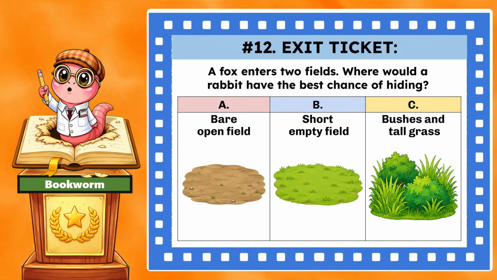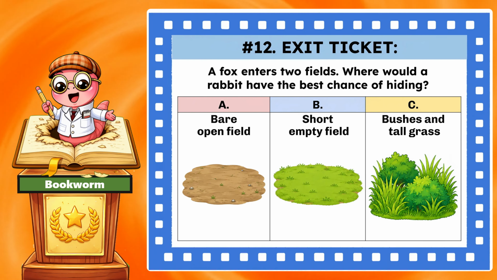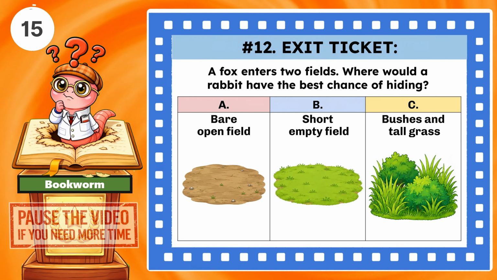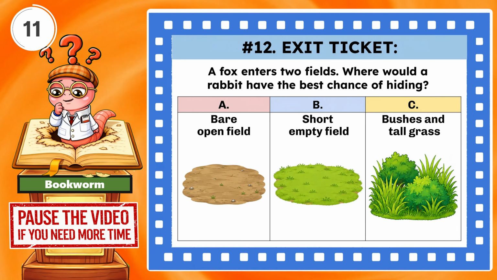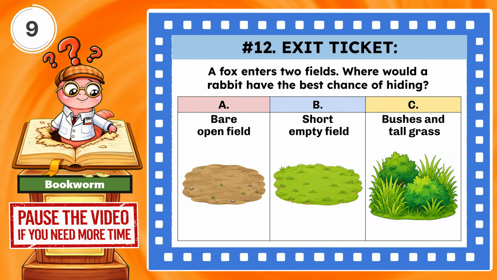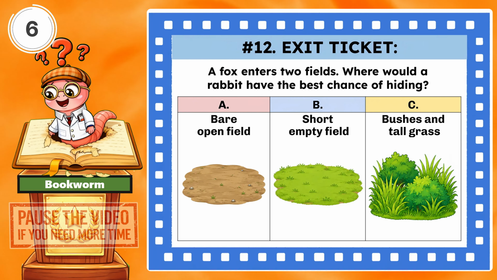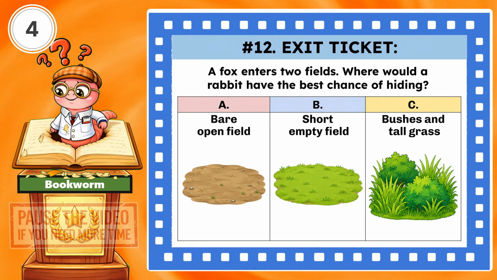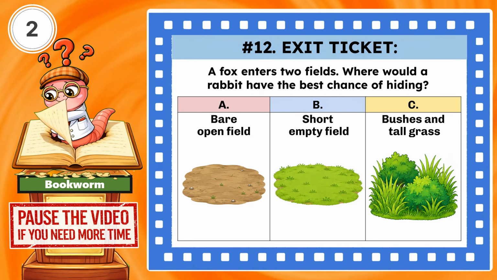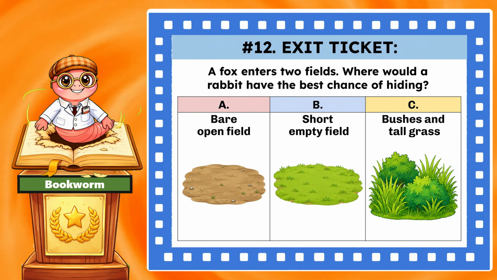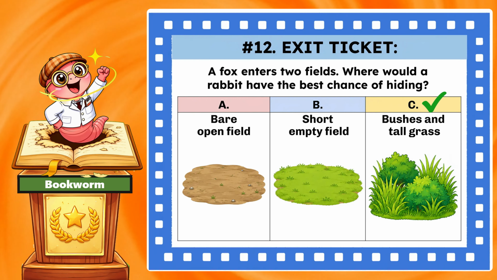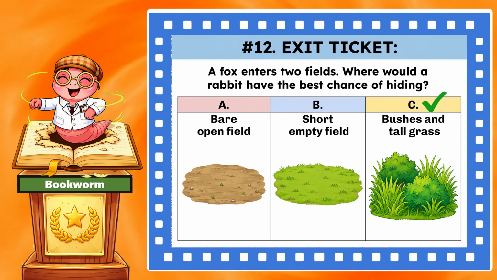A fox enters the fields. Where would a rabbit have the best chance of hiding? And the correct answer is letter C, bushes and tall grass.